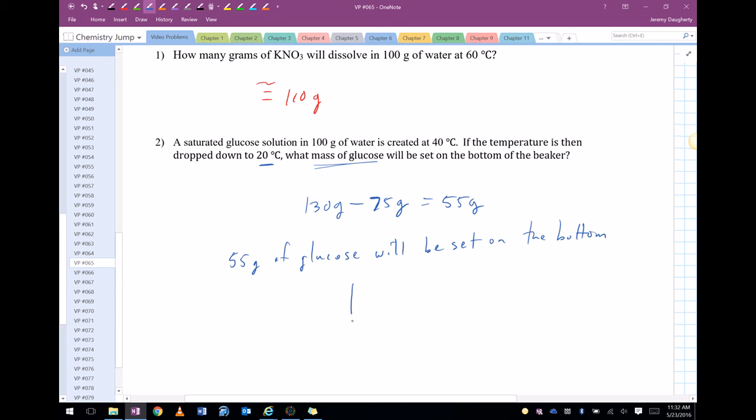Okay, if I wanted to draw a picture, here's the water. This is at 20 degrees Celsius. Here's the glucose. How much glucose? 55 grams of glucose. And then how much is actually dissolved? 75 grams. Okay? There you go.